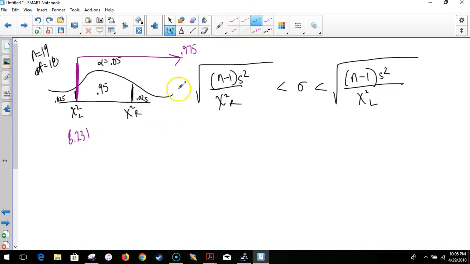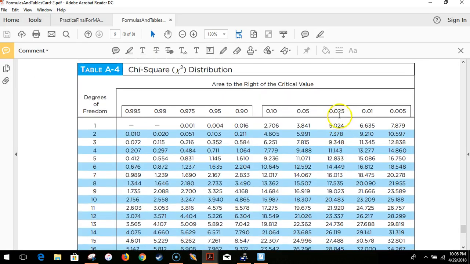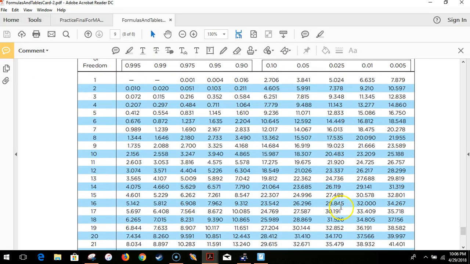Now I need to find my right. Well, that area is just the 0.025. Still has that same df, and that's this column right here, and that's 31.526.